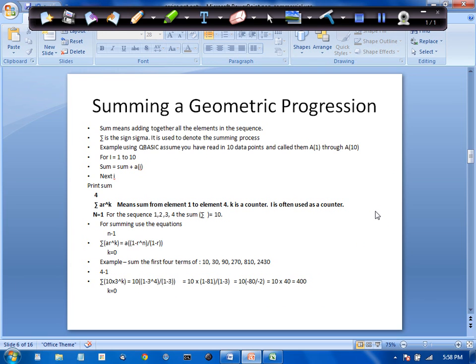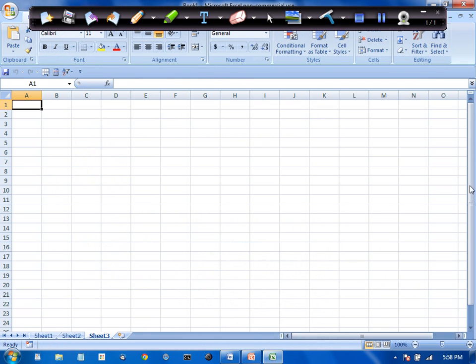Now, summing of a geometric progression. Sum is represented by the sigma sign often. Here's a sigma sign, or sum. You've seen the Greek sign. Anyone who has Excel as a program can raise it, and you can see.